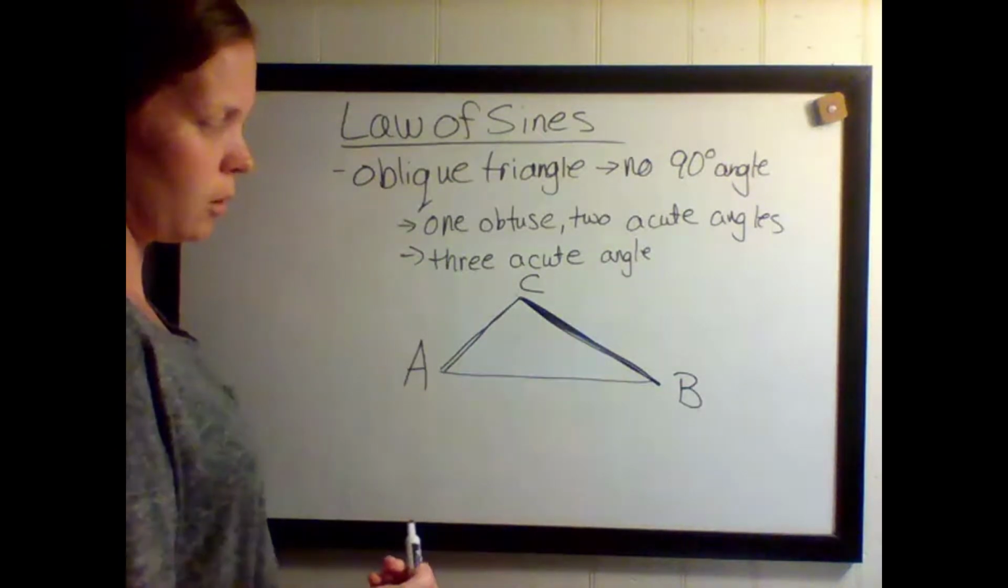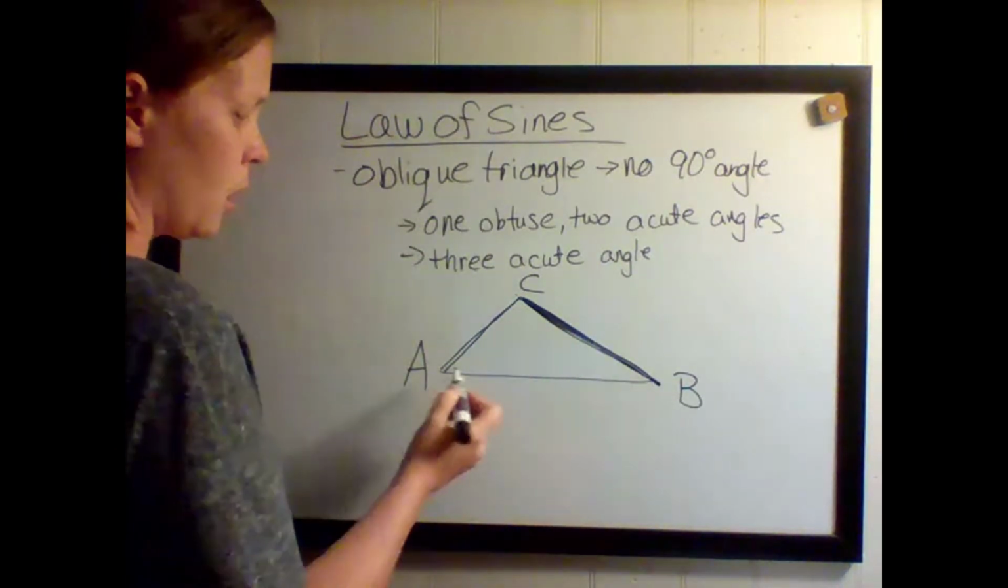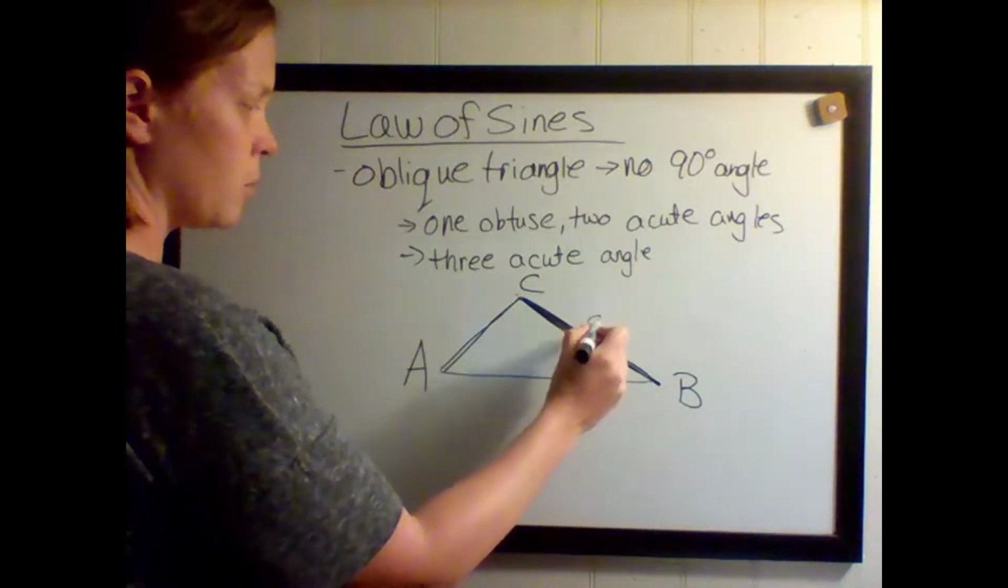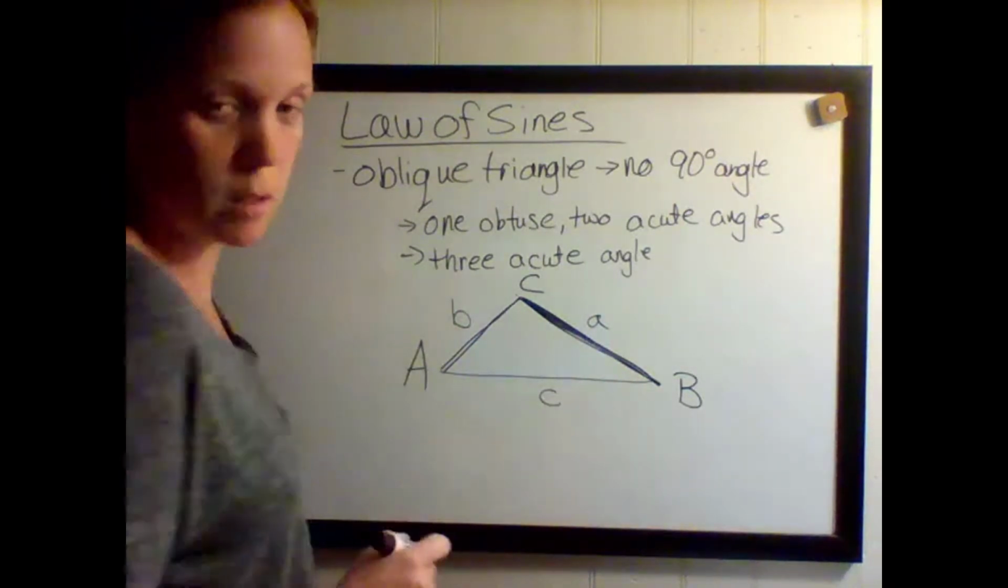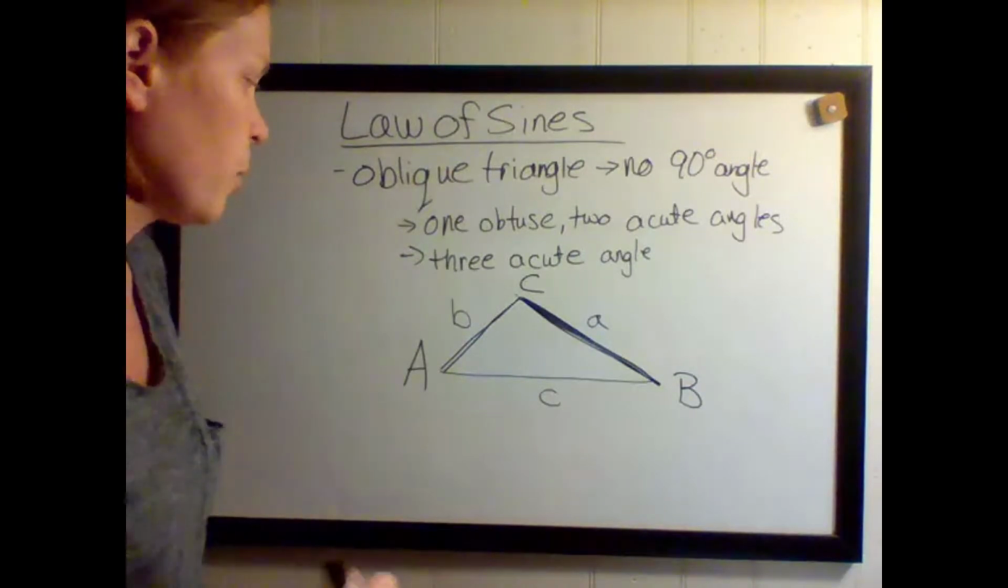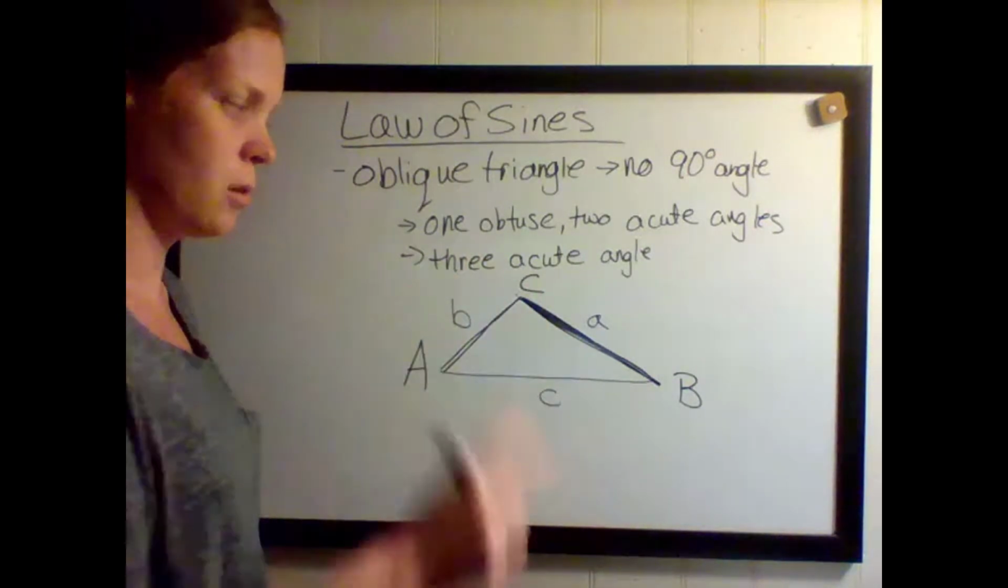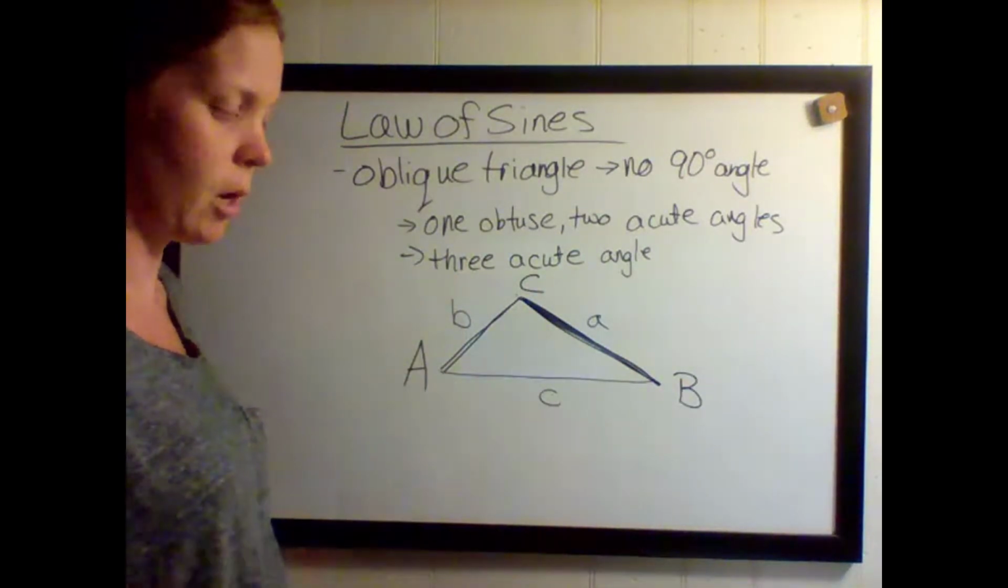So I'm using capital A, B, and C for the angles, and then side A needs to be across from angle A. Side B needs to be across from angle B. Side C needs to be across from angle C. We have to label it like this for the formulas to be accurate.